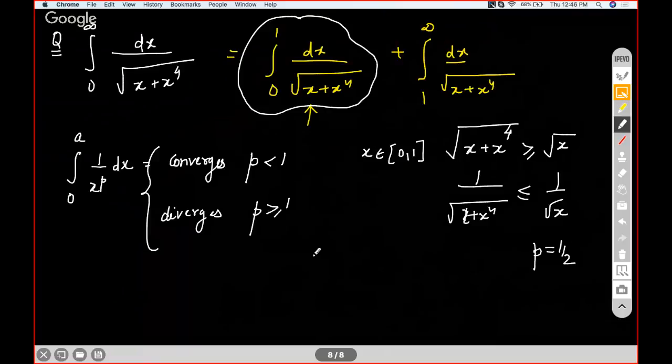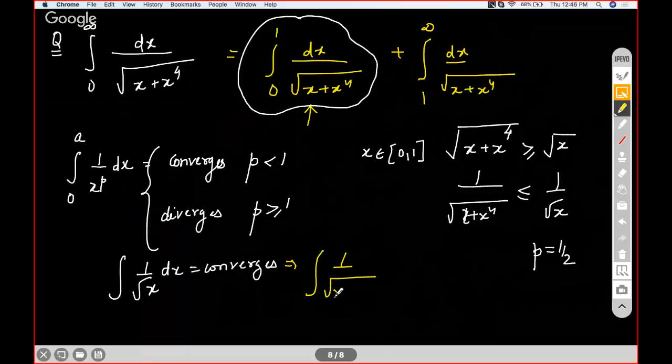Which means that's one. So if this converges, so that one also has to. Then it implies that even this will converge because it is lesser than the 1 by root x function. So this will converge. But this is just half the job done. Now I have to focus on this yellow guy.